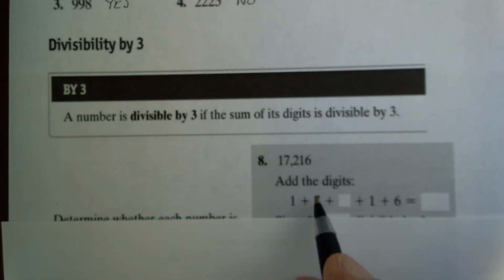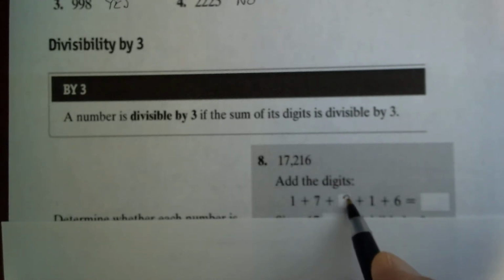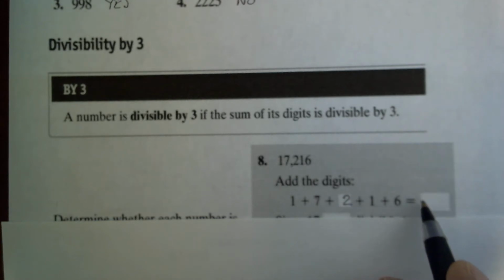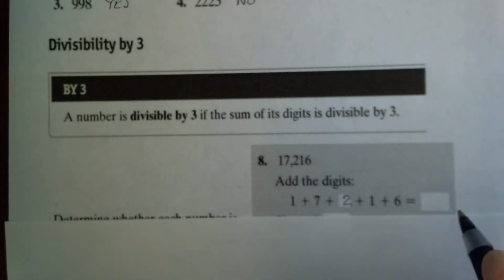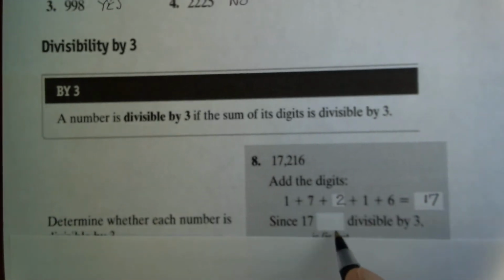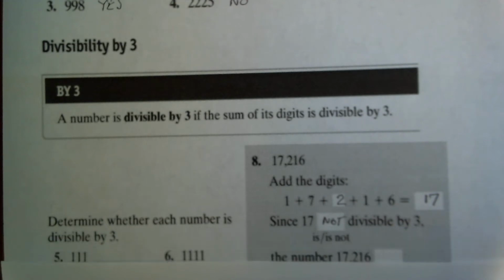So 1 plus 7 plus 2 plus 1 plus 6, which is equal to 17. And since 17 is not divisible by 3, the number 17,216 is not divisible by 3.